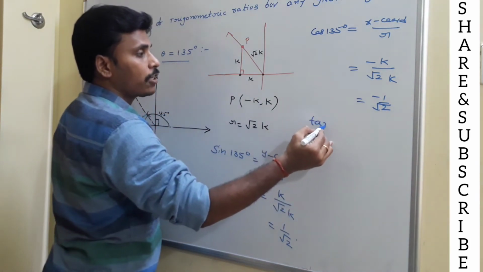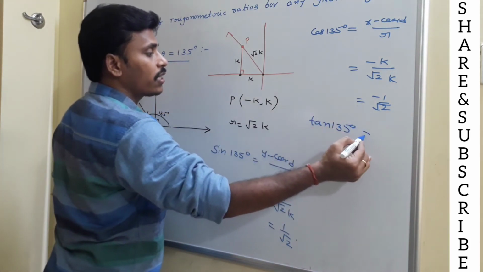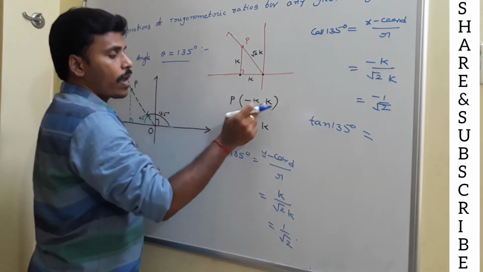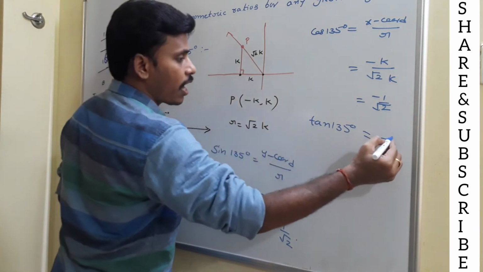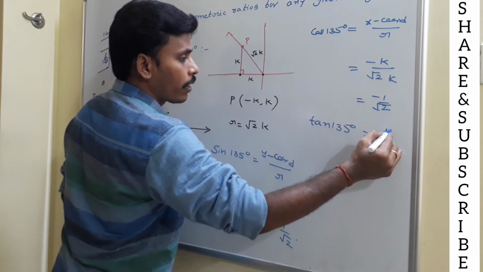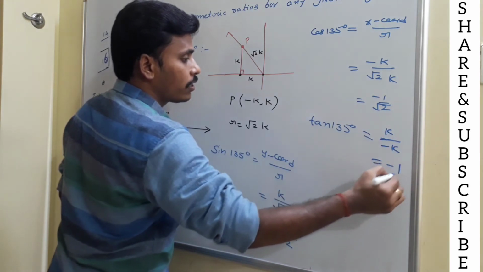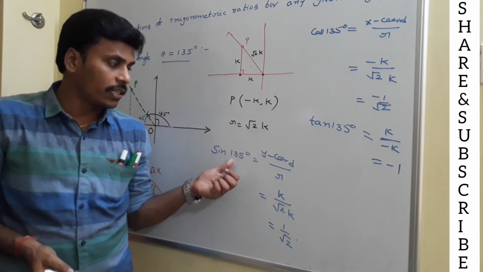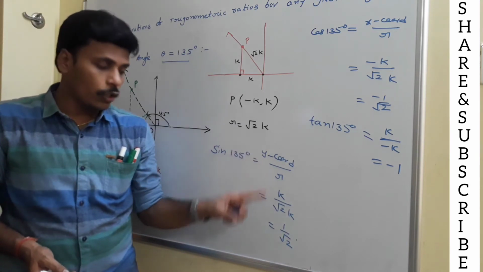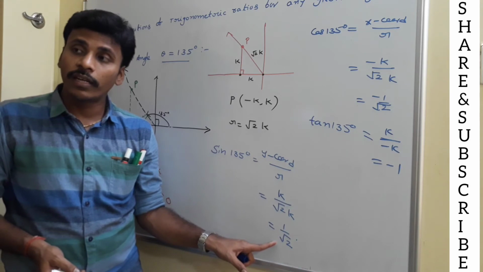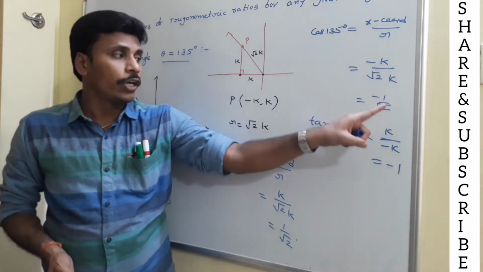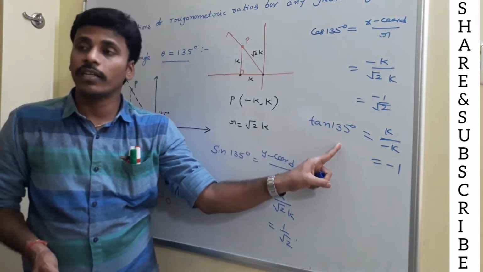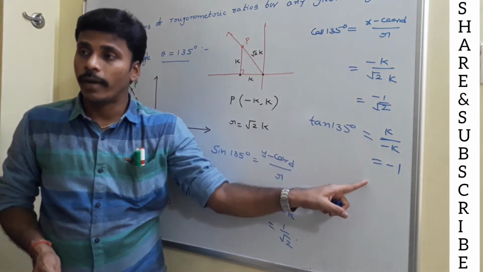In the same fashion, if you calculate tan 135 degrees, it is Y by X. Y is K, X is minus K, and the answer is K by minus K, which is equal to minus 1. So, we have some other definitions. Cosecant 135 degrees is R by Y coordinate, you need to reciprocate. Secant 135 degrees is R by X coordinate, you need to reciprocate. And cot 135 degrees is the reciprocal of tan, so again it is minus 1 only.